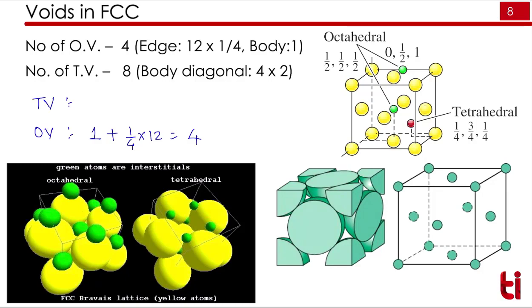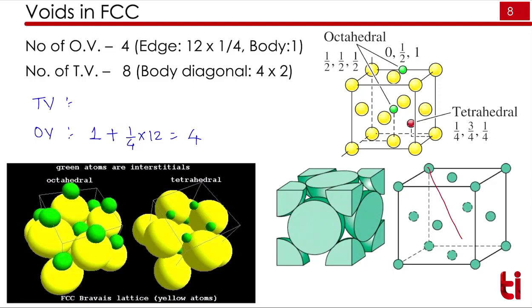Tetrahedral is at the 1/4, 1/4, 1/4 position, or the 1/4, 3/4, 1/4 position. This tetrahedral void is situated on the body diagonal, and as we know, there are 4 body diagonals in a cube. I will show it here.